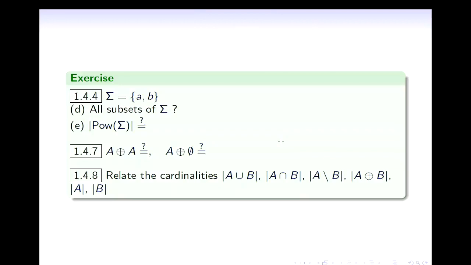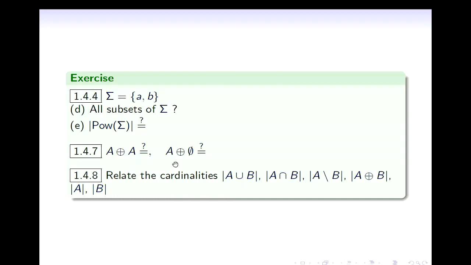And what about A symmetric difference with the empty set? That would be A itself. Yes, this is correct. All the elements that are in A and not in the empty set. And of course, no element is in the empty set, so everything in A would satisfy this. This will always be A.